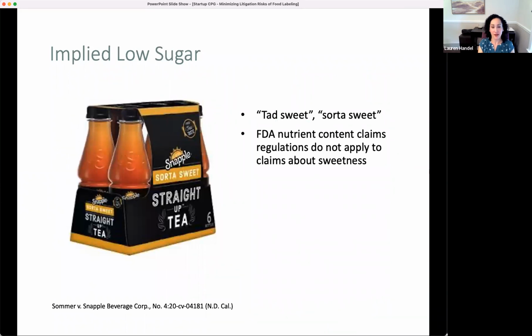Implied low sugar kinds of claims, so products like this are labeled sort of sweet or a tad sweet, or there are other versions of that where it's not strictly a sugar content claim. It's not explicitly a claim that the product is low sugar, but the plaintiffs have argued that is the message that consumers are taking away, and yet the product does have a significant amount of sugar. This is another example where this is labeling that would be allowed under FDA's regulations, but the plaintiffs' lawyers have been able to argue it's still deceptive to consumers.